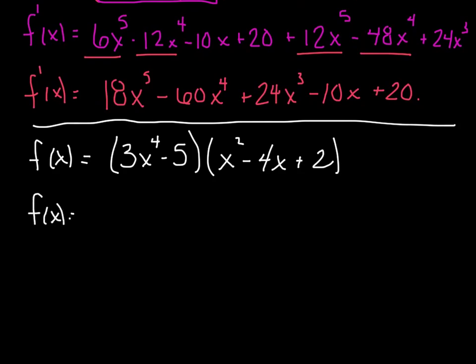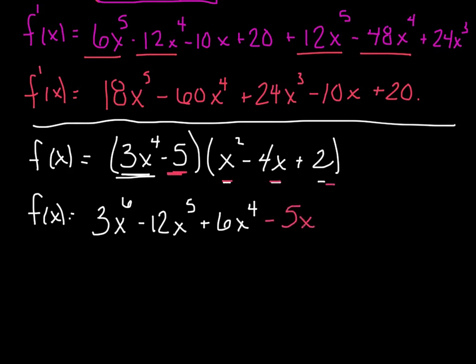So let's see, if I FOIL this out, I'm just going to take this term and distribute it into each one of those. So I get 3x to the 6th minus 12x to the 5th plus 6x to the fourth. And then I'm going to take this term and distribute each one of those. Minus 5x squared plus 20x minus 10.